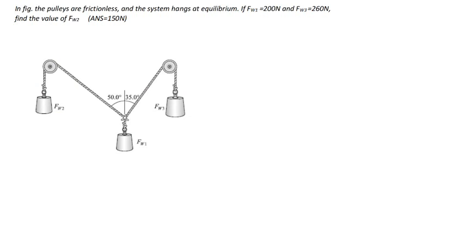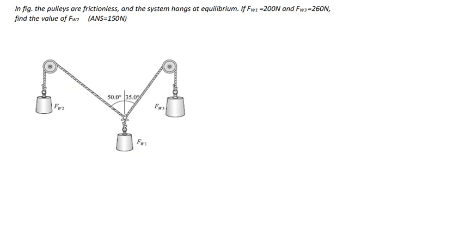The next question is saying, in the figure below, the pulleys are frictionless and the system hangs at equilibrium. If W1 is equal to 200 newtons and W2 is equal to 260 newtons, find the value of W3. In this case, you can approach this question in two ways. I also don't have the distance, meaning I'm not going to use torque. I can only use the summation of forces in the x direction and the summation of forces in the y direction. As simple as that.